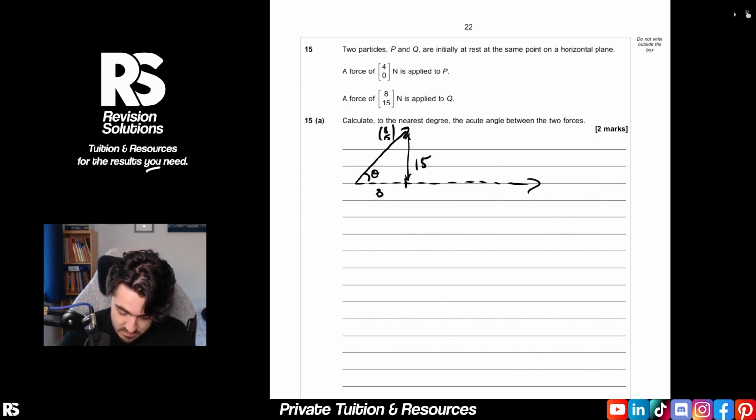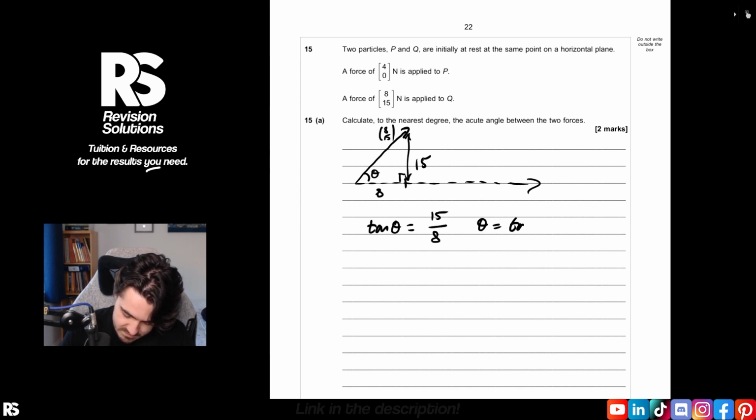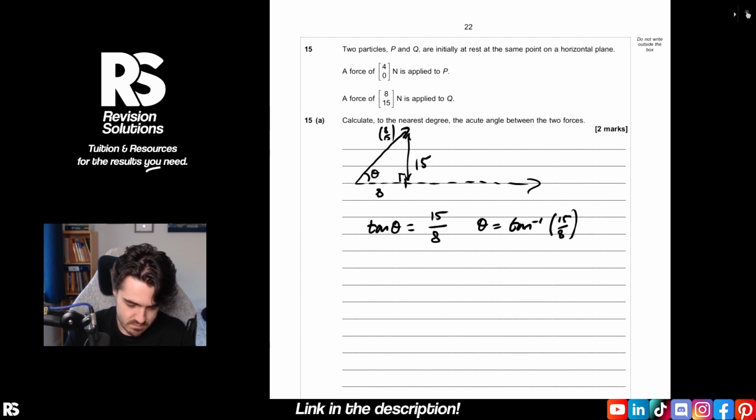So calculating the acute angle is quite straightforward because we've got a right angled triangle. So we'd know tan theta would equal the opposite, 15, over 8. So theta would be inverse tan of 15 over 8. So running that through a calculator, that gives me 61.927 degrees, but to the nearest degree, that would be 62 degrees.